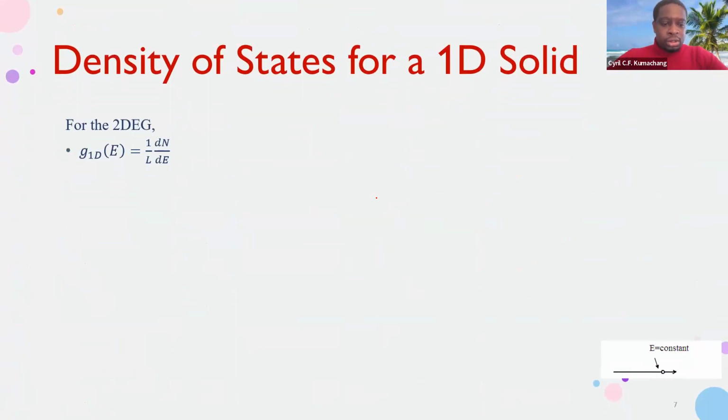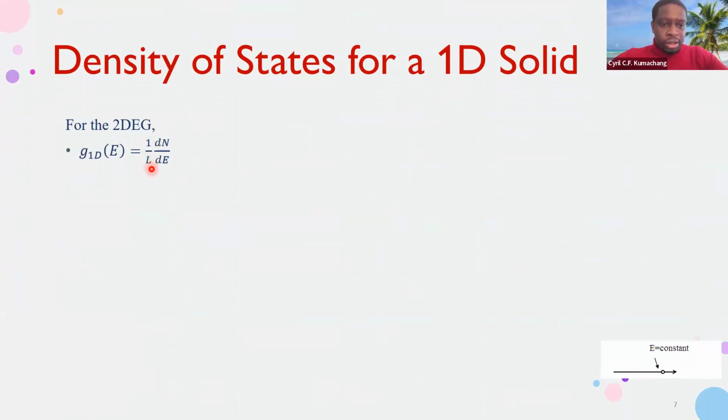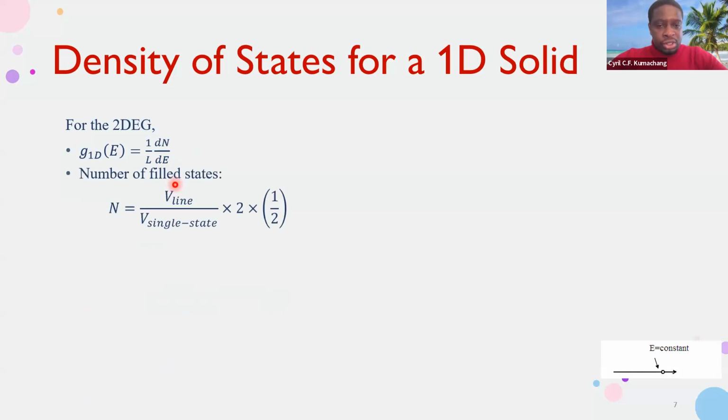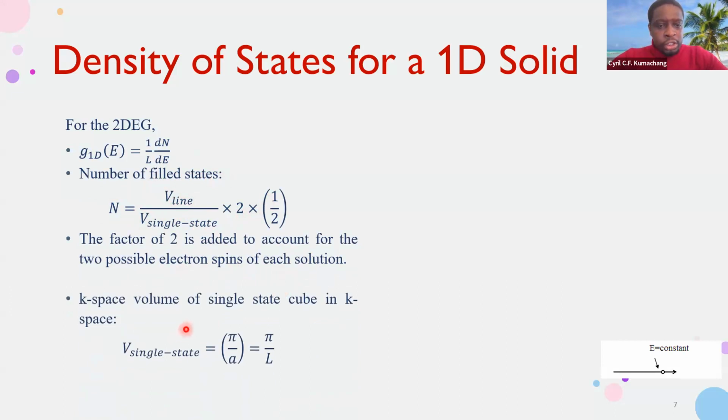For the 1D solid, you have that the expression is given as 1 over the length, because we just have a line, as you would see, times the change in the number of filled states divided by the energy, which is still the same thing. And the number of filled states is given as the volume of the line by volume of the single state. These two also account for the 2 possible electron spins. The k-space volumes will be given by this, pi over L. So the volume of the line in k space now will just be k.